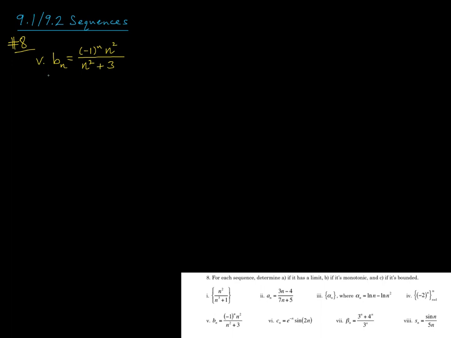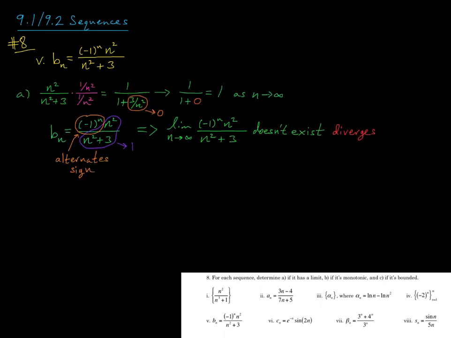5. We've got b sub n is negative 1 to the n times n squared all over n squared plus 3. All right, so does this thing have a limit? Well, first, ignoring the sign alternator, the negative 1 to the n, let's just look at the n squared over n squared plus 3. Notice the numerator and denominator here are both quadratic. And so as this argument shows, if I divide top and bottom by n squared, this is 1 over 1 plus 3 over n squared. Now as n approaches infinity, 3 over n squared will approach 0, so this expression will approach 1 over 1 plus 0, which is just 1.